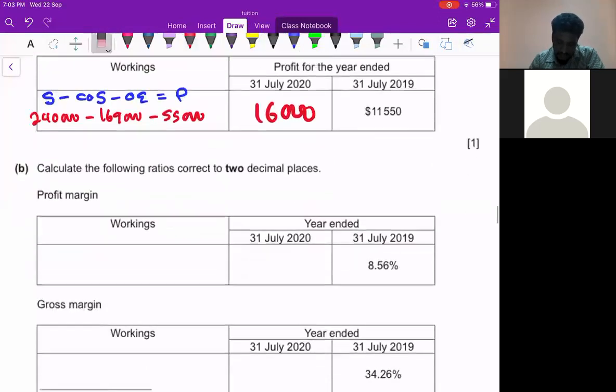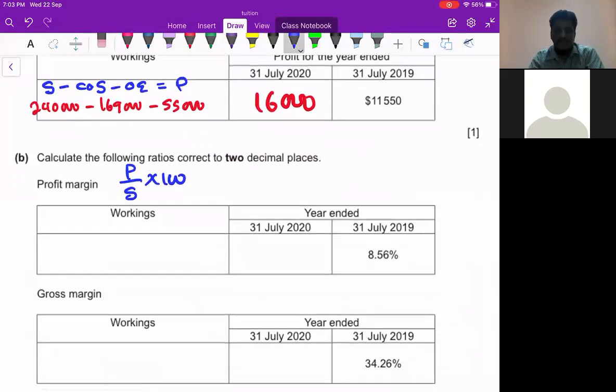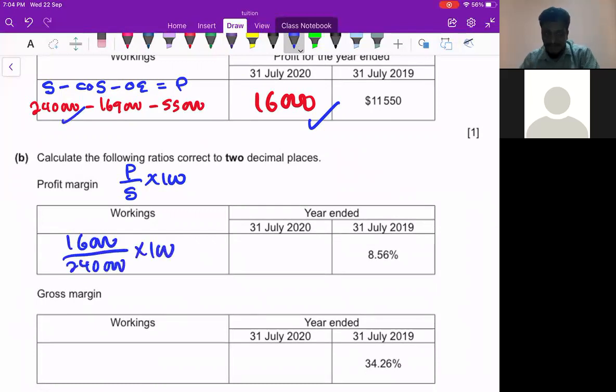Calculate the following ratio, 2 decimal. Read the question now, 2 decimal. So answer must be in 2 decimal. Profit margin. What is the formula for profit margin? Profit over sales times 100 is a profit margin. So how much is my profit? I calculated here 16,000. My sales I take from here, 240,000 times 100. 16,000 divided by 240,000 times 100, I get 6.66666666. The answer is 6.67%. Put the percentage on. Don't forget the percentage.